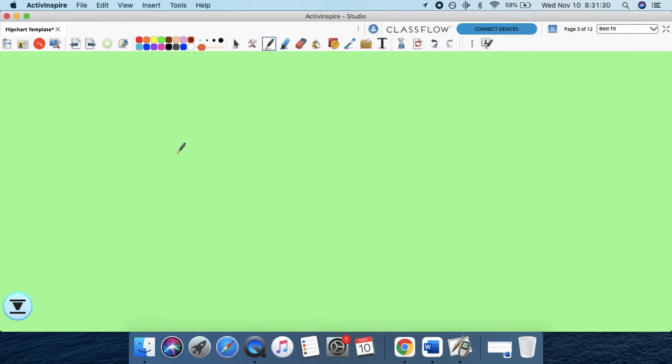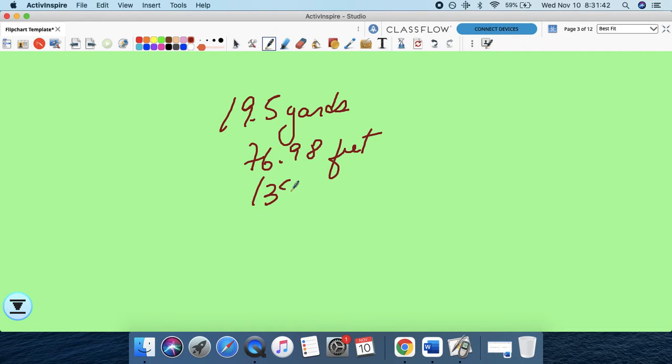Next one is the string one. So you have 119.5 yards. I have 76.98 feet. 1,350. What is this? Inches. If we started with 795.76 feet, how much is left over?